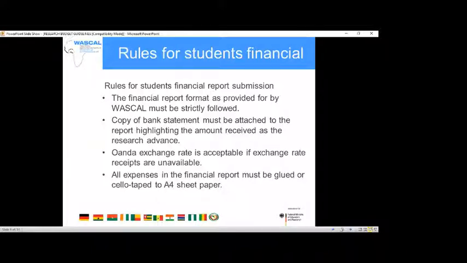All expenses in the financial report must be glued or sellotaped to A4 sheet paper. When you are retiring, there are some receipts that are not up to A4. We all know photocopy paper, right? That's what A4 looks like. So there are some receipts that are tiny or very small, for example, a ticket or fuel receipts or others. They are not up to A4 paper. So what you will do is to look for a sellotape, not gum, not liquid gum, but a sellotape. Look for A4 paper, put the receipt on it, and sellotape it. I will show you an example later.